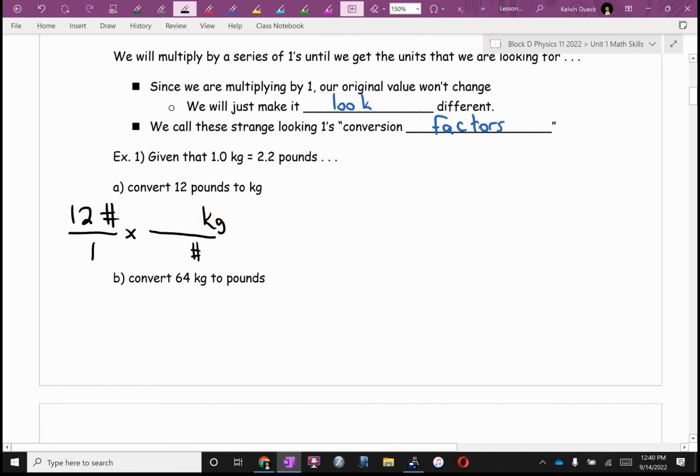But this is not a 1. This would be wrong. You know what a 1 is? Well, Brian, can you read to me right here, starting with the word 1.0?